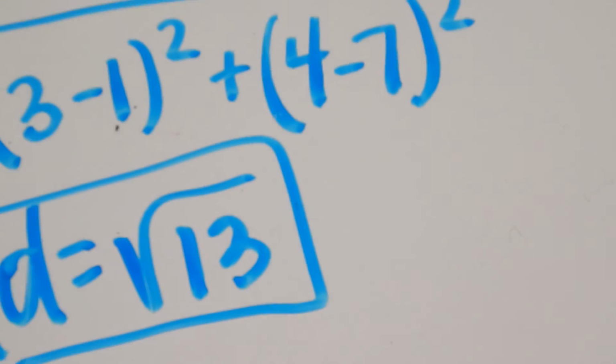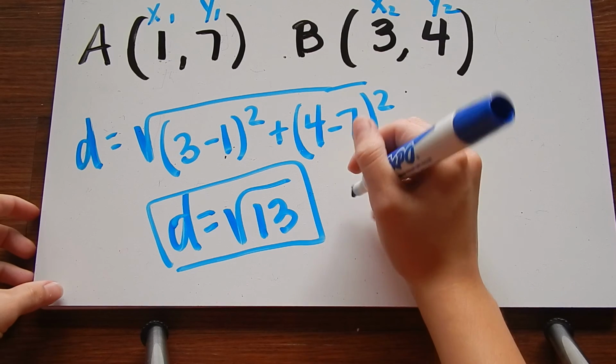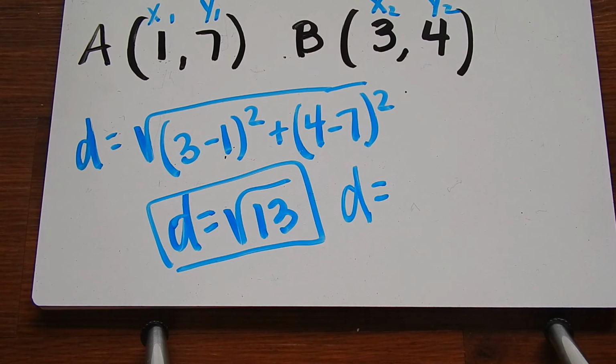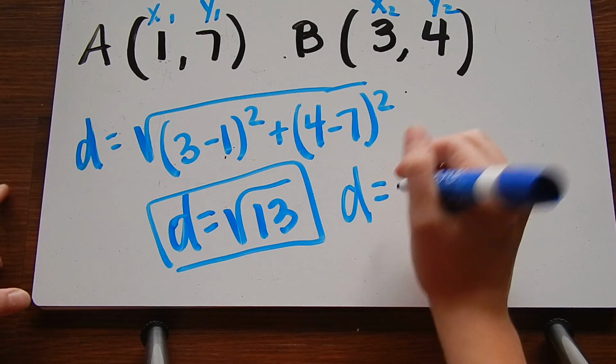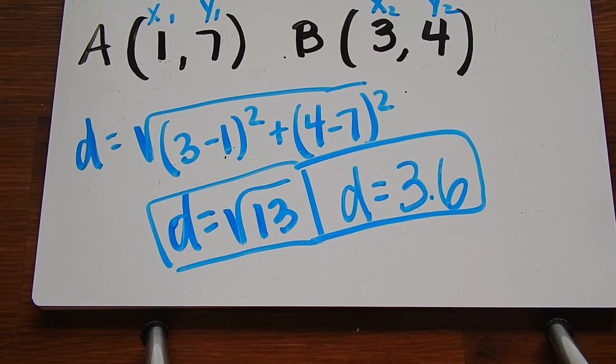If it asks you for an exact number, you would leave it like that. If it asks you for a rounded number, then you want to type the square root of 13 into your calculator and round to however many decimal places. So this one would be 3.6. Again, depending on what the question is asking or how it asks you to write your answer.